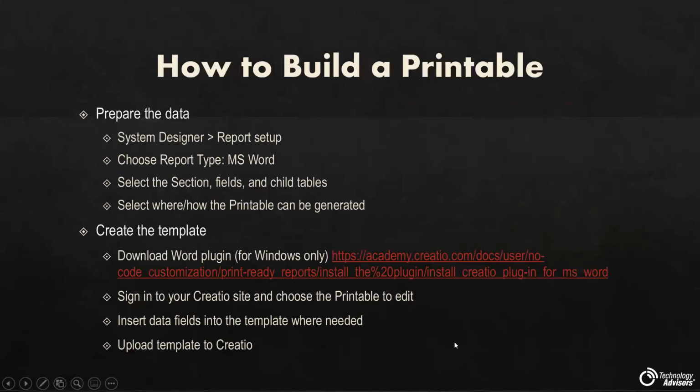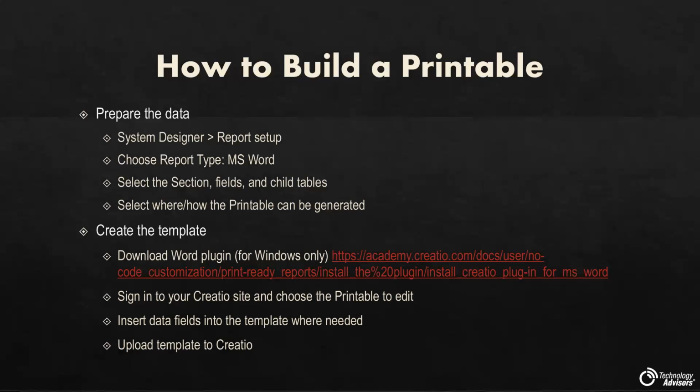All right, so now that we've talked about why you might want to use printables, let's talk about how to actually do it. In order to build a new printable, or a new report template, which is another way to think about it, there are two basic steps you're going to need to do. First, inside of Creatio, we're going to need to prepare the data. This is where we're going to tell Creatio what data we need to have available for our report. Once that's done, we can then go into Word to create the template.